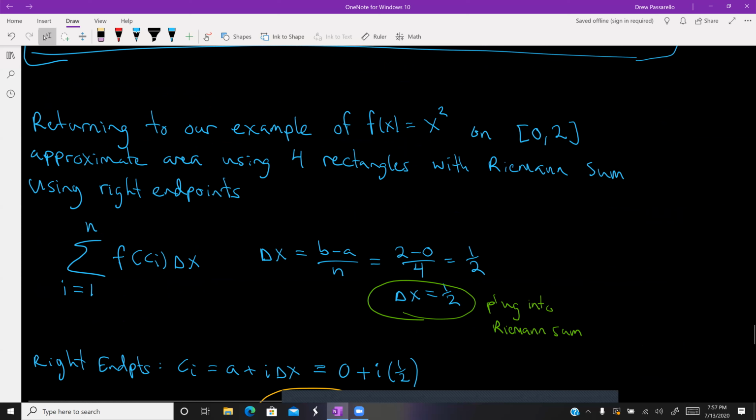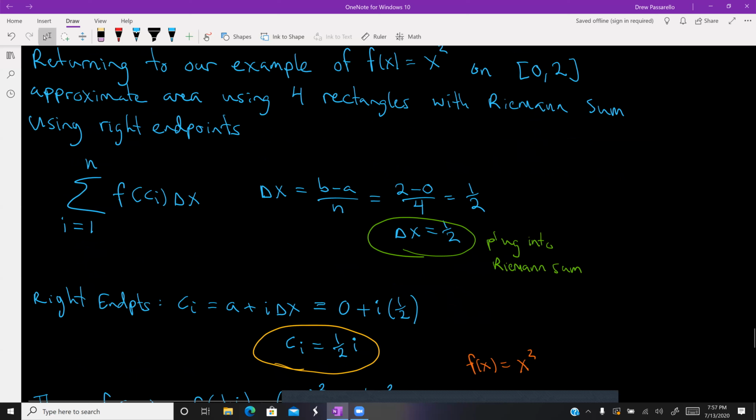So I'm going to approximate the area again, and we already know what the answer is, but I'll just show it now using a Riemann sum for 4 rectangles, and I'll use the right endpoints. So I just wrote down the Riemann sum, and then delta x is (b minus a) over n. So we know delta x is a half, because a is 0, b is 2, 2 minus 0 divided by 4, and again n is 4 because we're using 4 rectangles.